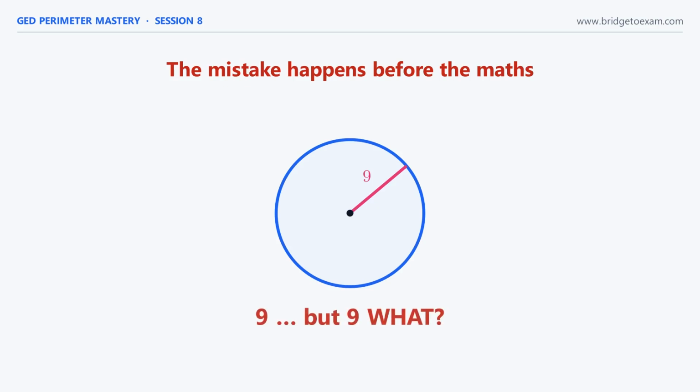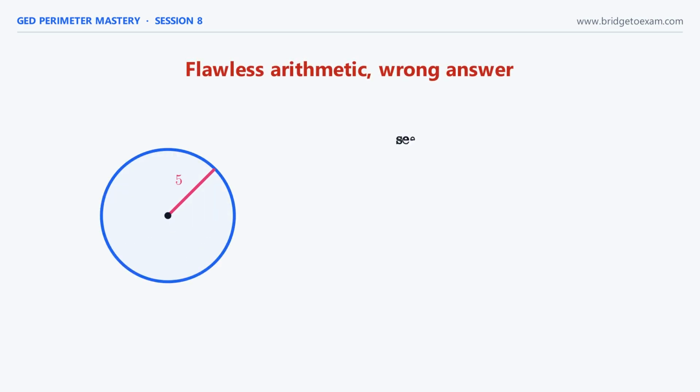Welcome to Session 8 of GED Perimeter Mastery. This session fixes the most common circle mistake on the test. And it isn't an arithmetic mistake. It happens before the arithmetic starts. Here's how it goes wrong.